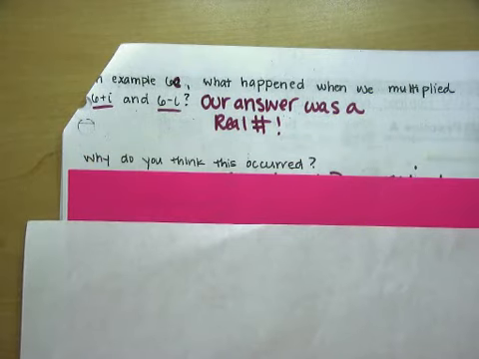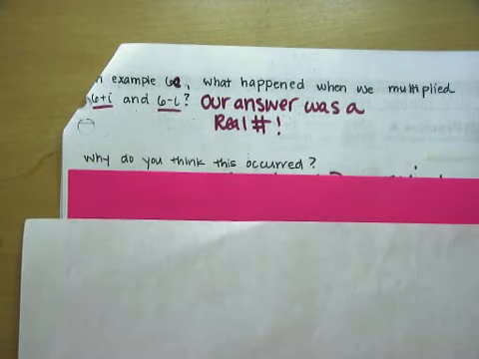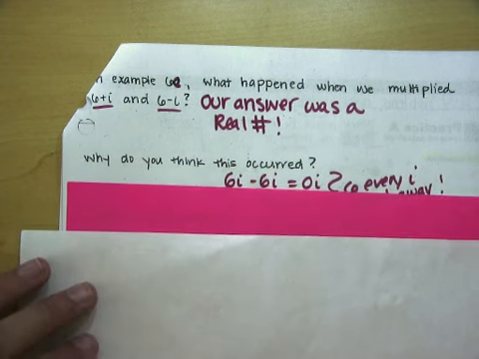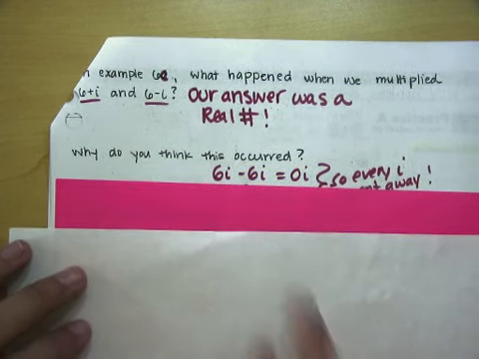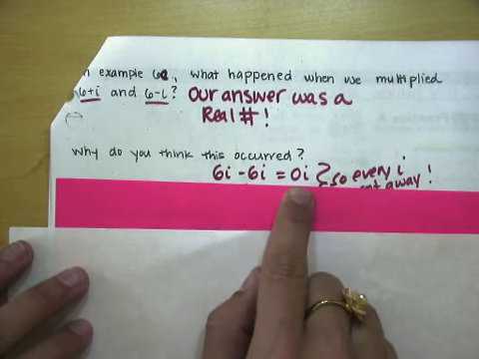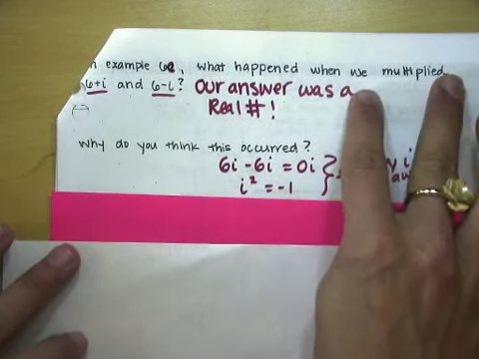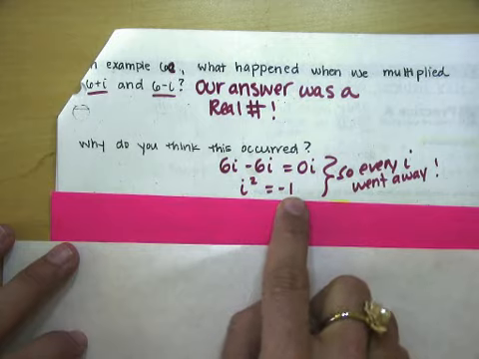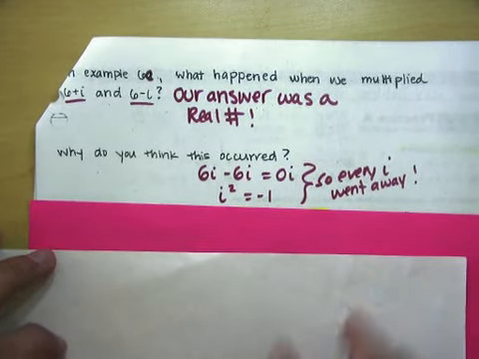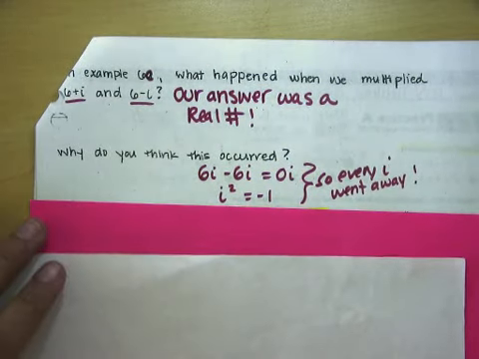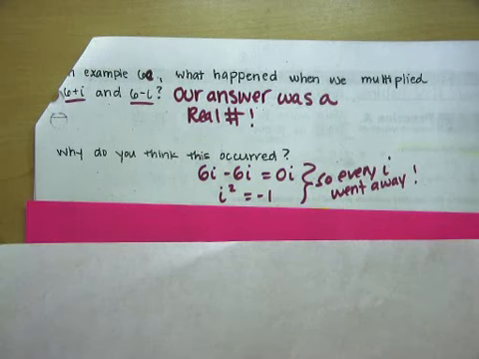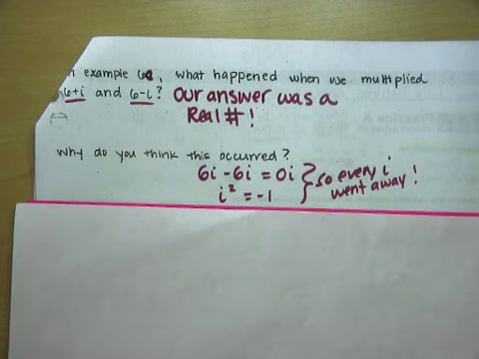The next part says, why do you think this occurred? Well, if you take a look at how all the i's canceled out, when we FOILed it out, we ended up getting 6i plus a negative 6i. Well, that became 0i, which is just 0. And then i squared, we end up being able to replace with negative 1, which is a real number. So every i went away. And again, I'm just waiting so you have a chance to copy this down into your notes.